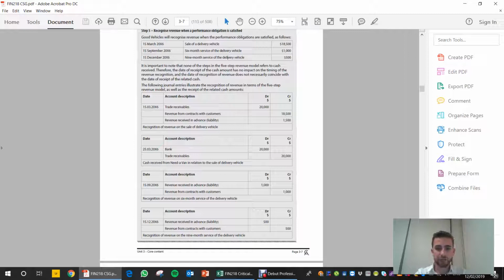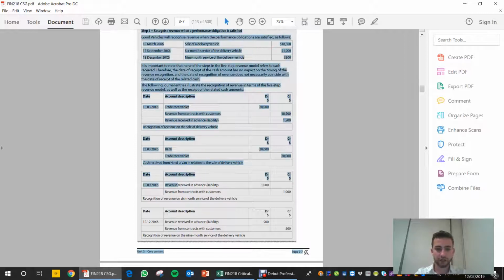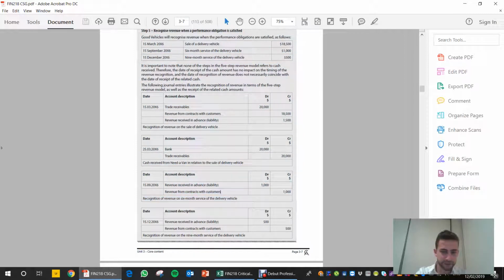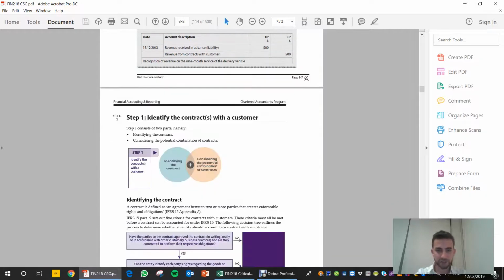So think about the revenue side. So they're going to be recognizing $1,000 of revenue. And the other side is going to be offsetting the revenue received in advance, because they've already received the cash for it up here, but only now are we recognizing it. So we've still got $500 left over for that last service, and that's the final journal. So on the 15th of December, that's when we're actually incurring the last 9-month service. We've got the revenue received in advance of $500, and then we've got the revenue from contracts with customers of $500. So that's basically how it works.